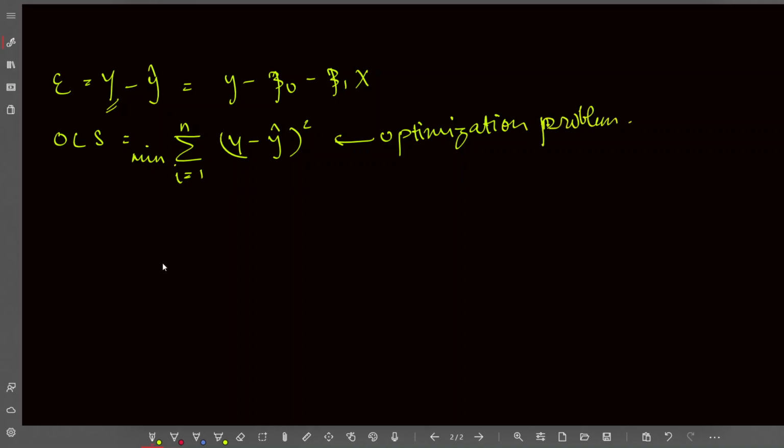Right. So how do we go about minimizing this? Well, we estimate the parameters by minimizing the ordinary least squares. This is called ordinary least squares, right?